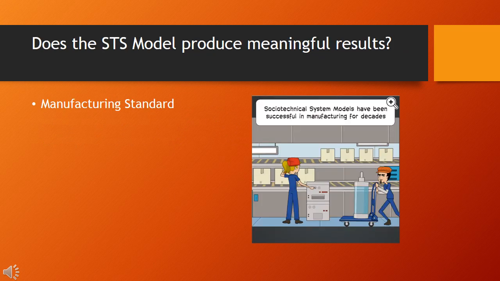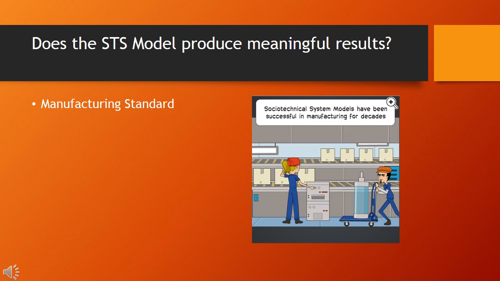At this point, we have already discussed that the STS model is capable of producing meaningful results. STS was a standard of manufacturing for decades. Several companies were able to successfully achieve joint optimization with great results. Rather than employing a strict mass production assembly line similar to how Henry Ford revolutionized industry, the companies broke the assembly line into semi-autonomous units and empowered the workers with the appropriate tools and technology.